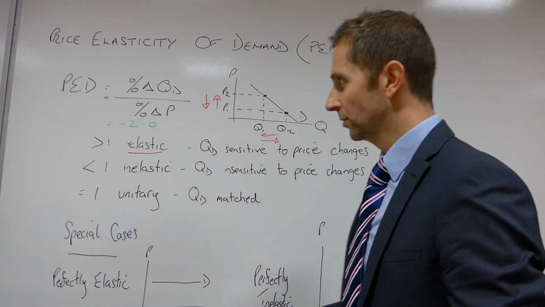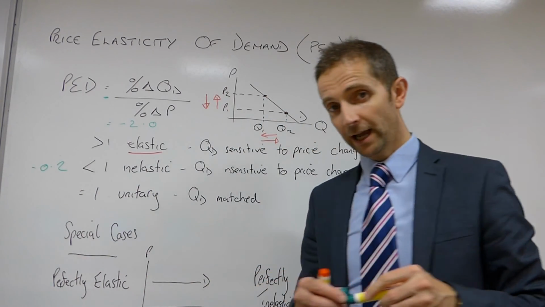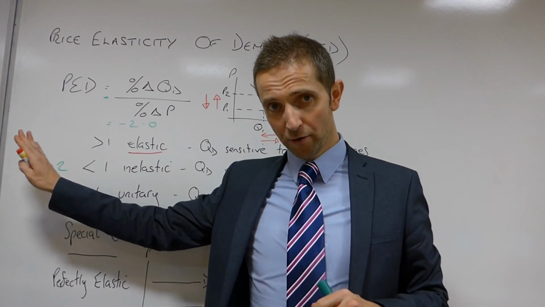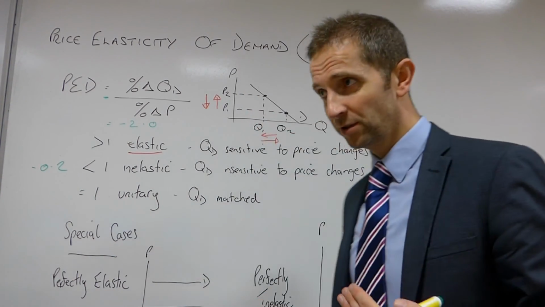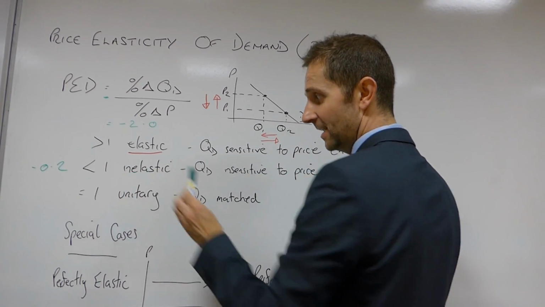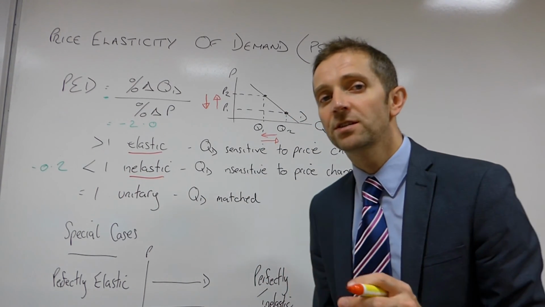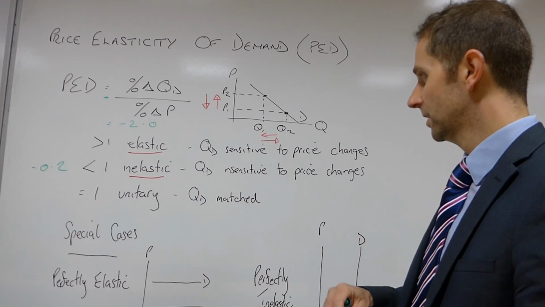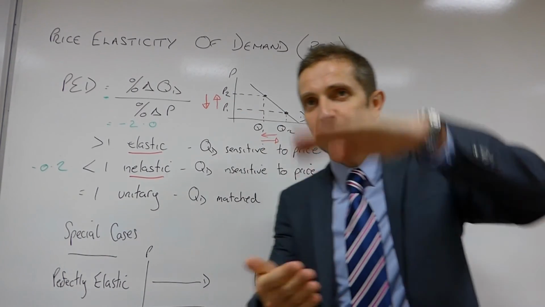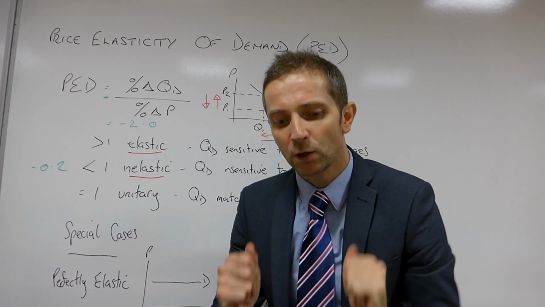If, on the other hand, you're given a value and it's, let's say, minus 0.2, well, again, in our interpretation of this number, we would be covering over the minus sign and we say that is 0.2. That value is less than 1. Hence we say that is known as inelastic price elasticity of demand. And that means that quantity demanded is very insensitive to price changes. And so the way I like to remember this one is a very large change in price on the vertical axis yields a very small change in quantity demanded.